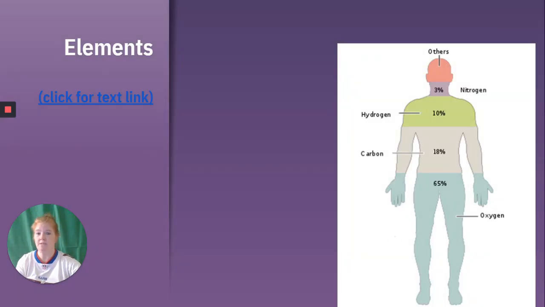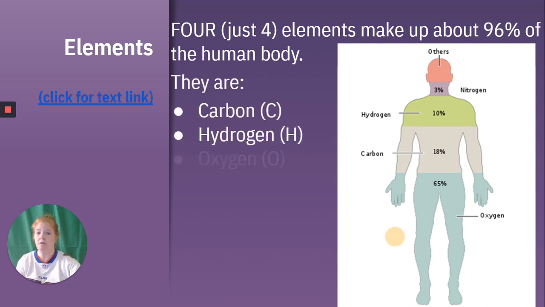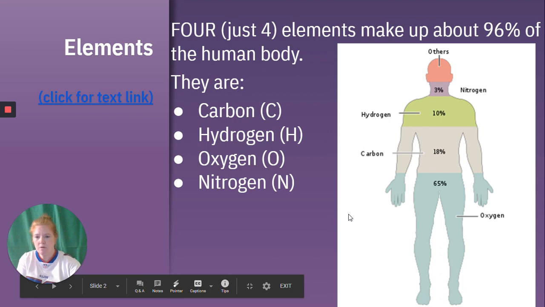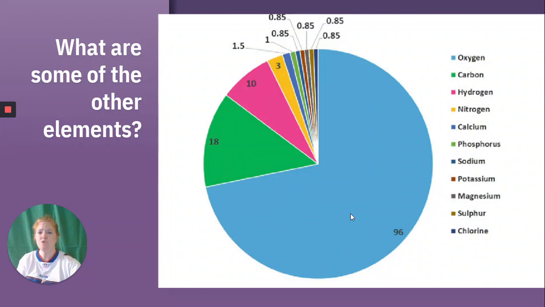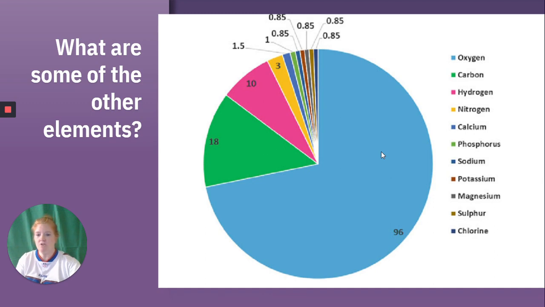So, in terms of elements, there are four, yes, just four elements that make up about 96% of our body mass. And those elements are carbon, hydrogen, oxygen, and nitrogen. And if you look at this visual, you will see that oxygen makes up more than half of body mass, about 65%. So roughly 2/3 of our body mass is only the element oxygen. So what's the rest? Well, you can see this whole section here, all the way over to this yellow, this light blue, the green, the pink, the yellow, all the way. That's oxygen, carbon, hydrogen, and nitrogen.